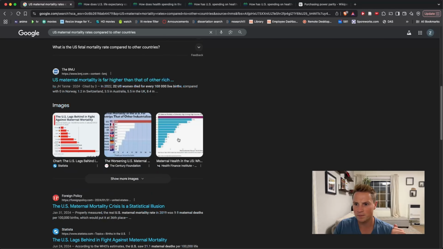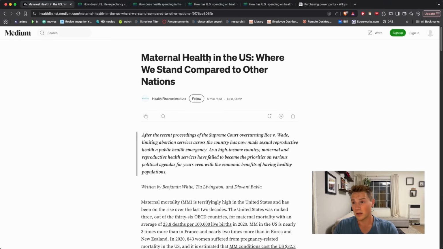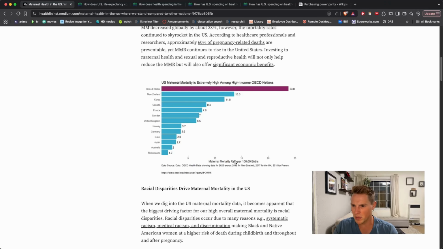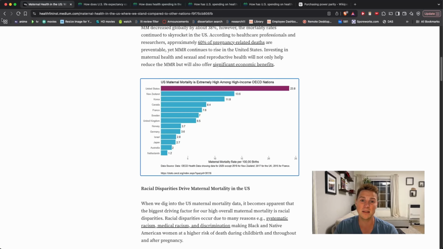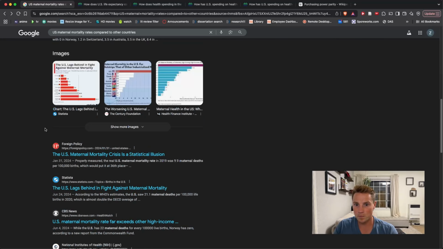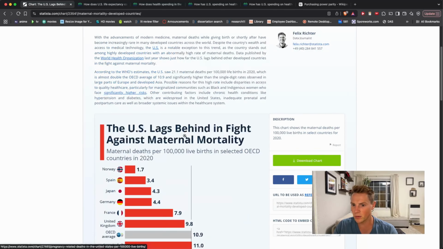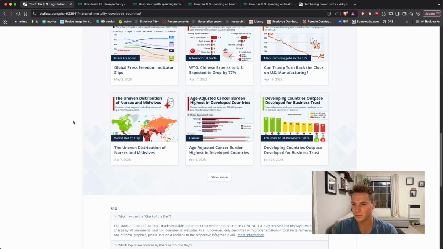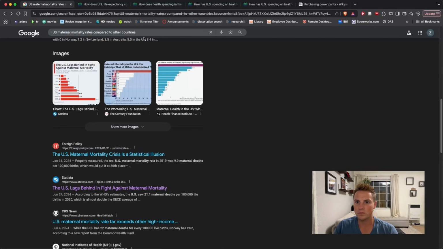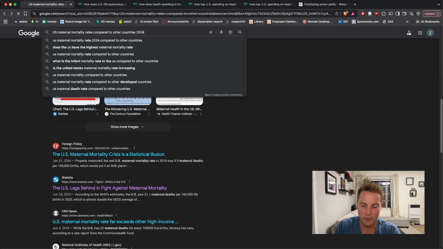with a different chart. Maternal health in the U.S. Let's see if this has anything. This is by Medium. I don't know who Medium is, but maybe they have a good source. Yeah, they're using an okay source, but this is an old chart too. 2015. Let's look up. Okay, we'll use Statista. They are pretty good. You can adjust your data with them too. Again, we're looking at 2020. Let me type in the year. 2024.